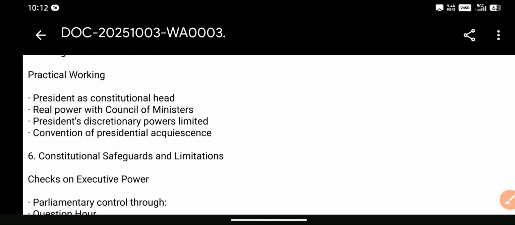Practical working. President as constitutional head. Real power with Council of Ministers. President's discretionary powers limited. Convention of Presidential Acquiescence.